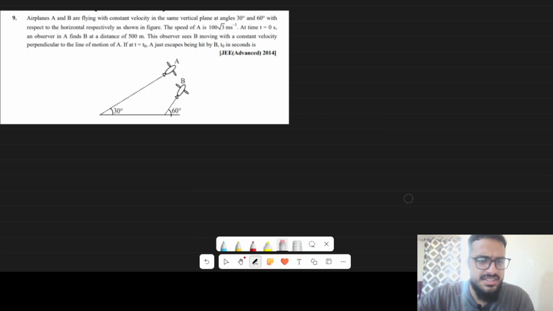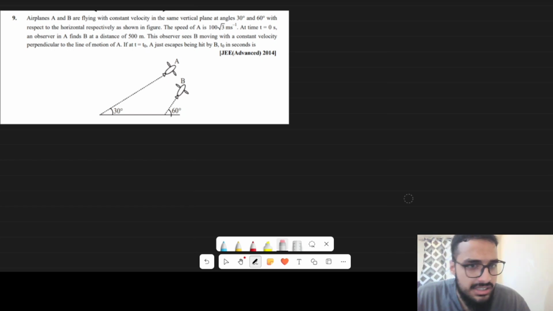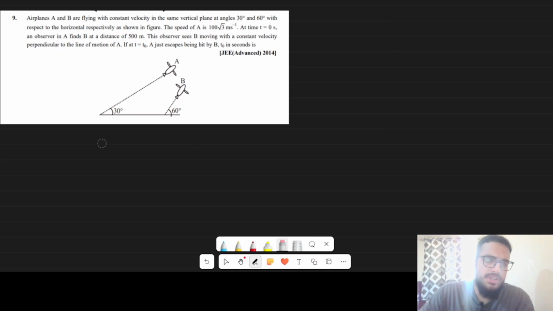This is one of the most famous questions in kinematics, and you have seen it at different places, I'm sure. Let's try to solve this. It is from the concept of relative motion, and it becomes really difficult if you are not visualizing things properly. So let me tell you how to do this.